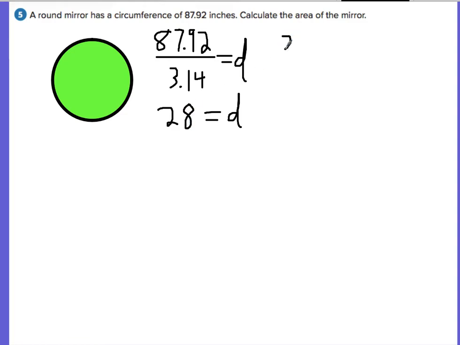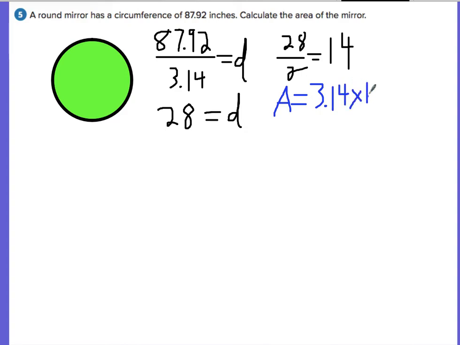So we need to get the radius. So divide by 2 to get the radius. So that's going to be 14. And now we can do the area because now we have the radius. So area is pi, so 3.14 times radius times radius. So that's going to be 615.44. And it's in inches, so it's going to be inches squared.